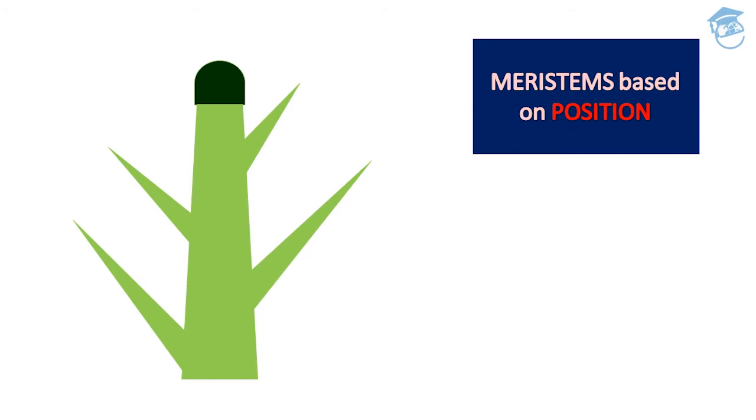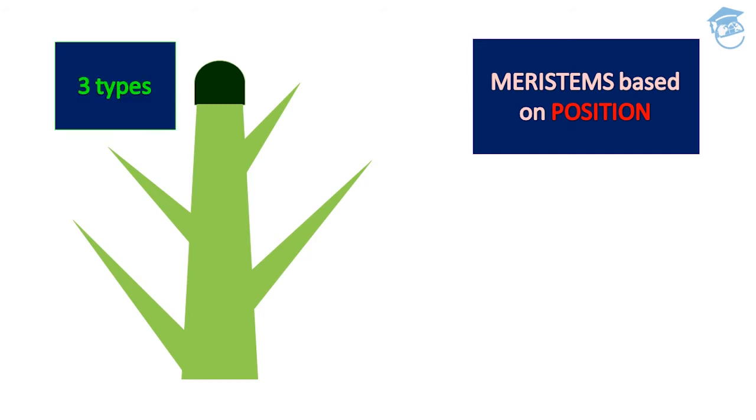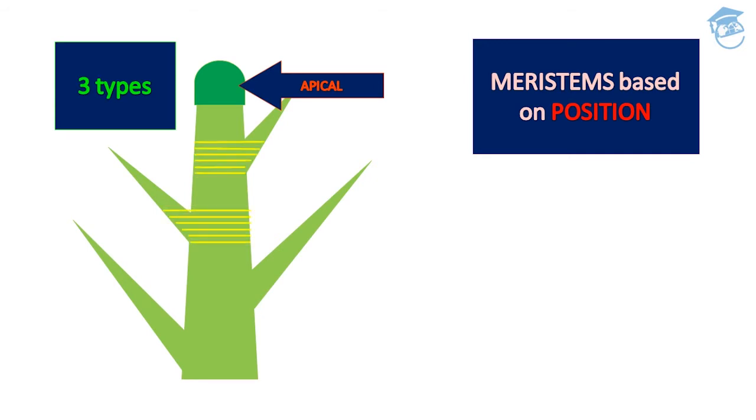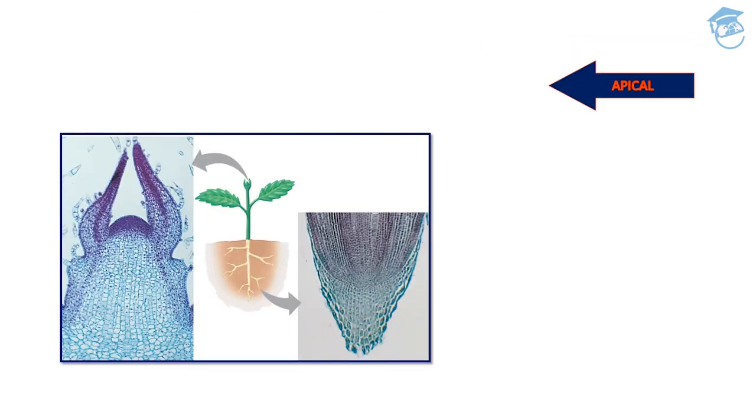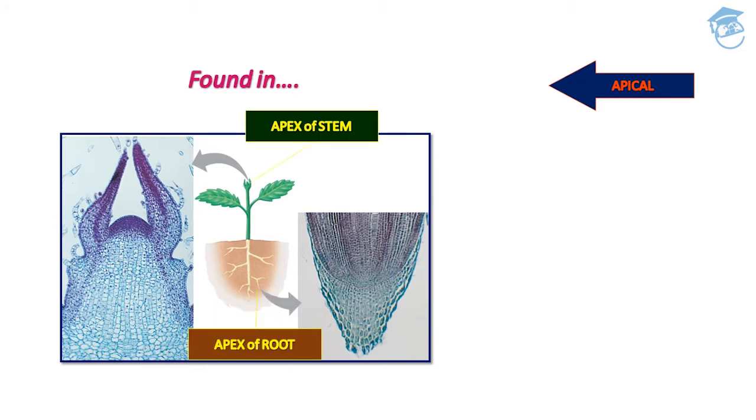So let's proceed towards our topic, that is meristem based on position. See, these are the three types. First is apical, second is intercalary, and third is lateral. So this is the meristem which is based on position. First we will study the apical meristem, which is found in the apex of the stem and the apex of the root.